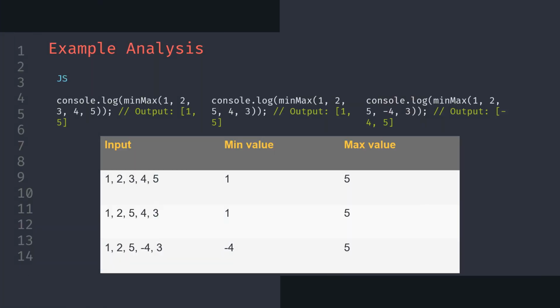Let's look at some examples. For the input of 1, 2, 3, 4, 5, the minimum value is 1 and the maximum value is 5. The order of numbers does not affect the results. So 1, 2, 5, 4, 3 also produces 1 and 5. If you include a negative number such as -4, the minimum becomes -4 and the maximum becomes 5.